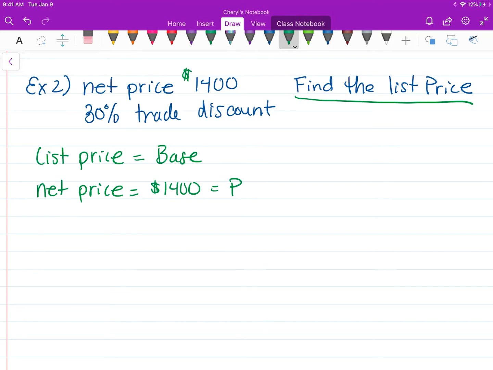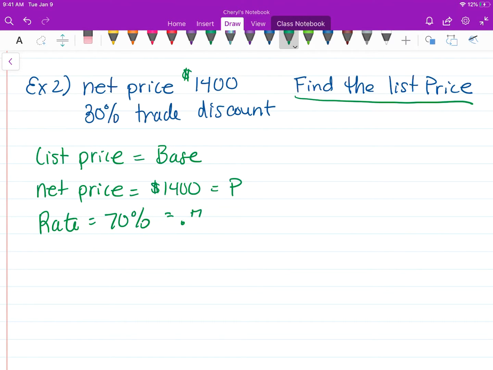And then the discount is 30%. Now the trade discount, the 30%, represents the amount that we're not paying. And what we're doing here is comparing the net price and the list price, so our rate should be the amount that we are paying. So if we get 30% off, what we're paying is 70%.